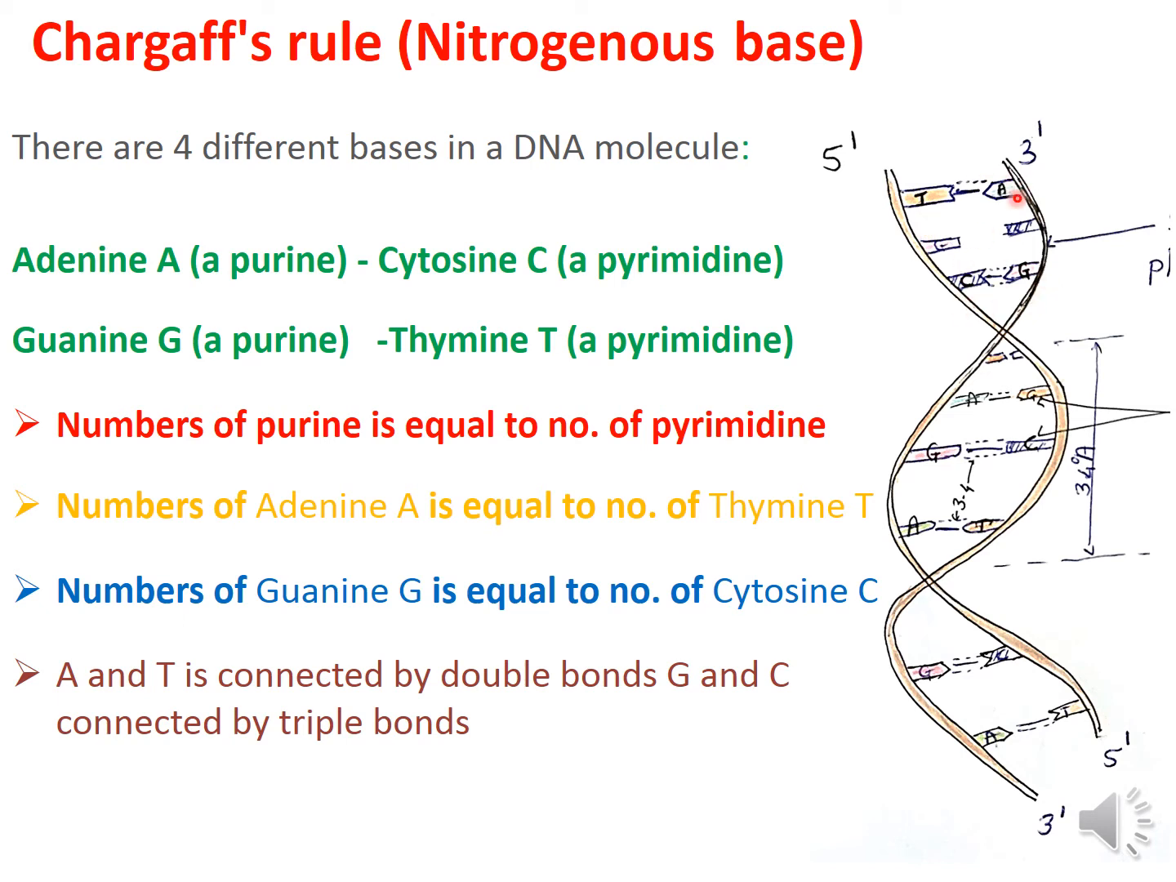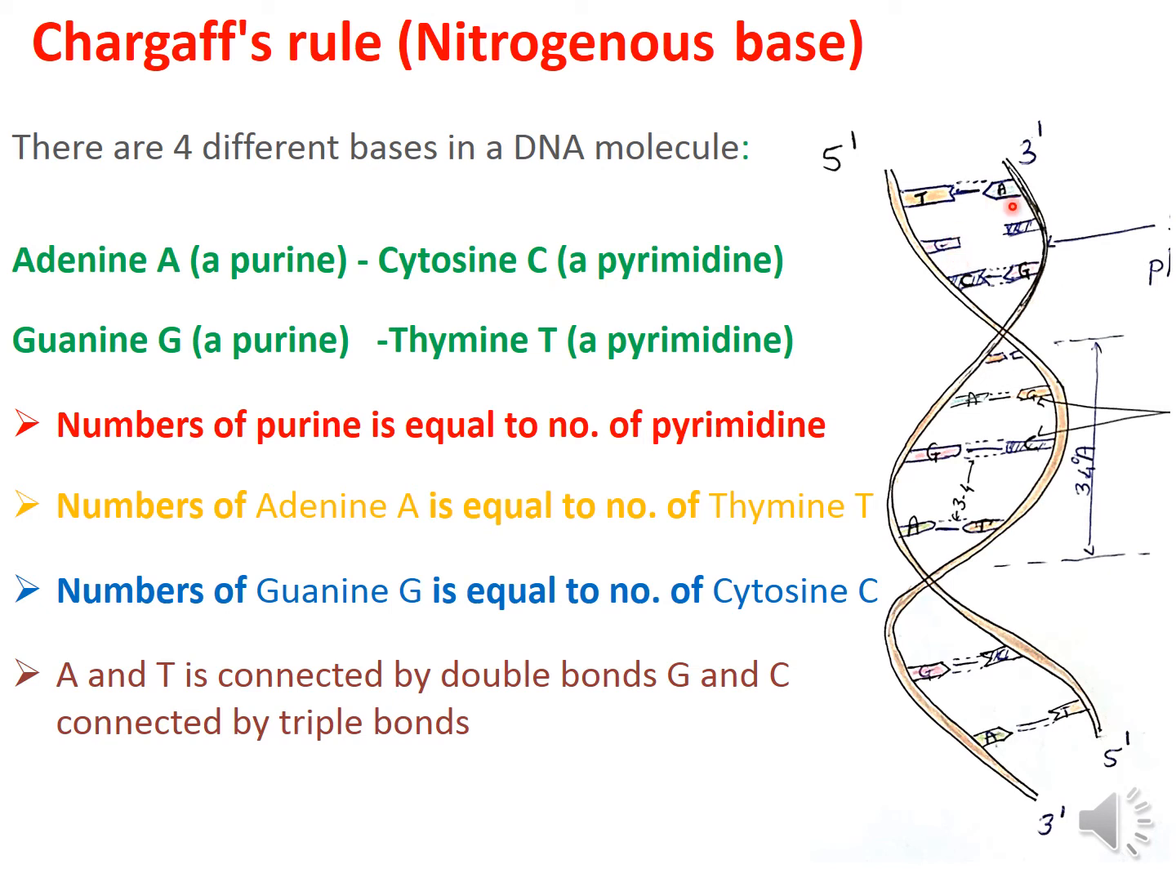The inner structure of DNA is made up of nitrogenous bases. There are 4 nitrogenous bases: adenine and guanine, which are both purines, and cytosine and thymine, which are pyrimidines. I explained the structures of adenine, cytosine, thymine and guanine in the last video, so please go through that also. We abbreviate them as adenine A, guanine G, thymine T and cytosine C.